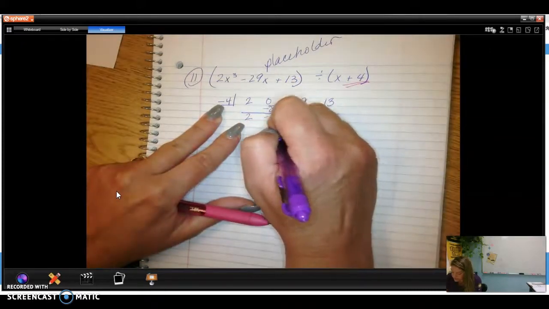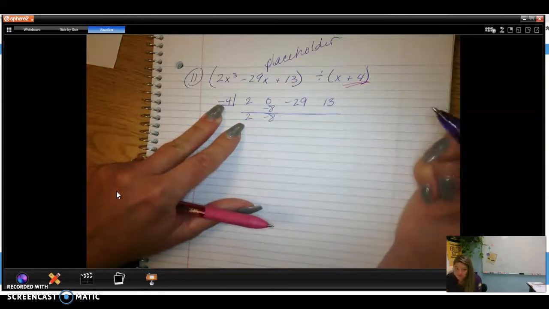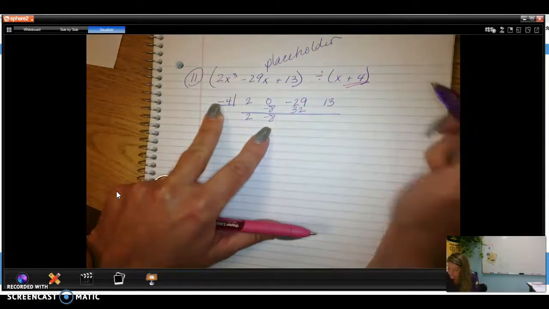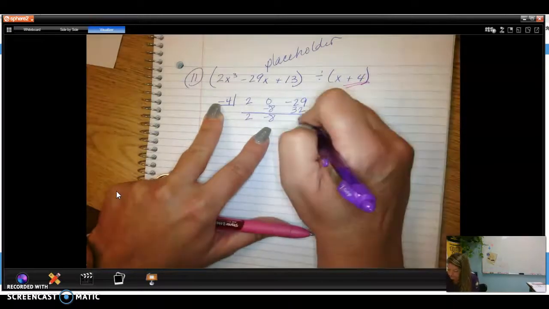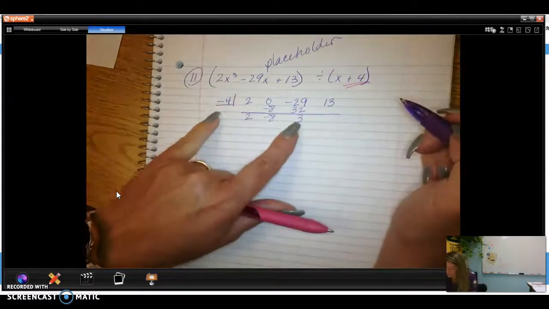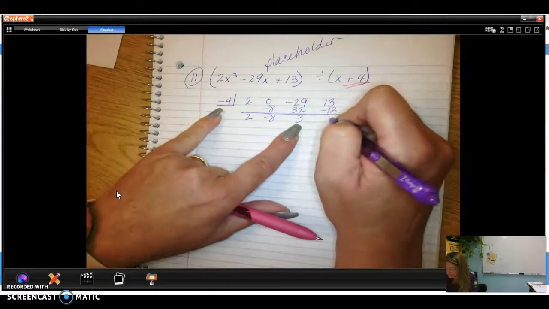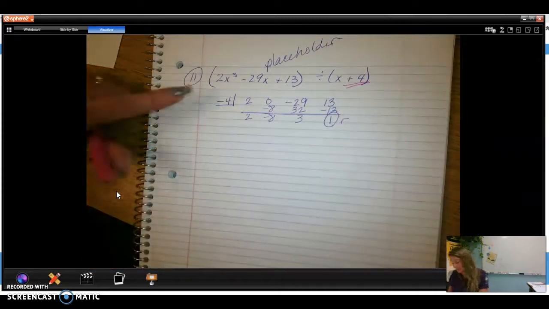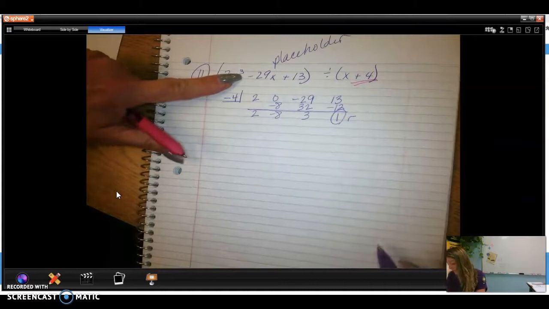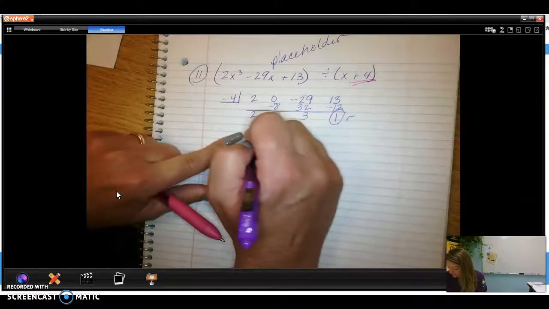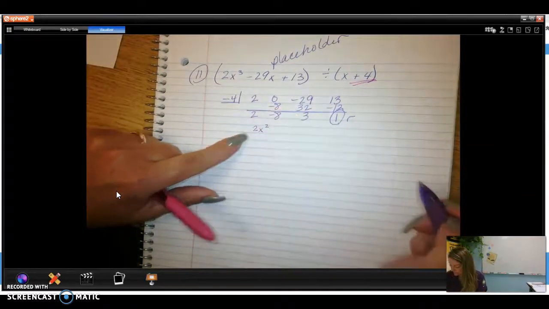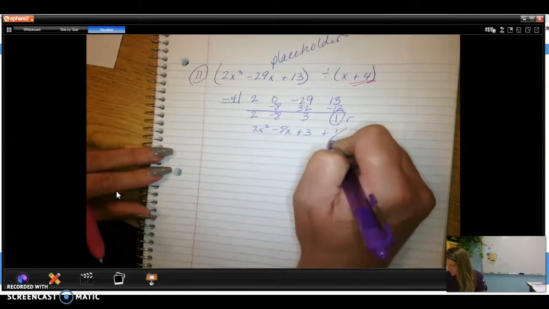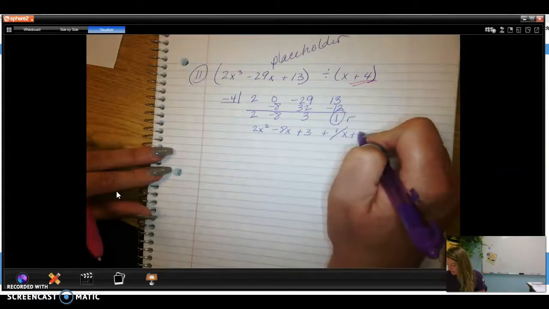Add straight down. It's just a 0. I'm going to multiply, so I get +32. -29 plus 32 is 3. I'm going to multiply, get -12, and it looks like my remainder is 1. Again, my original problem started with 2x cubed, so this coefficient is a 2x squared, -8x plus 3, plus 1 divided by x plus 4.